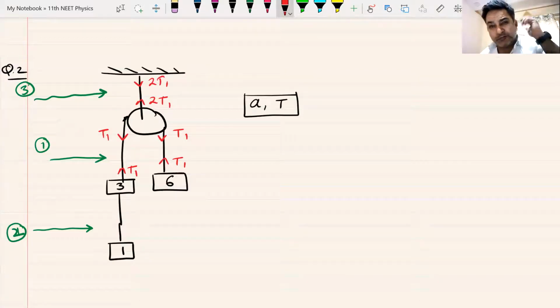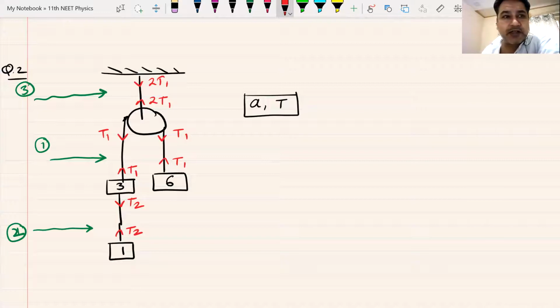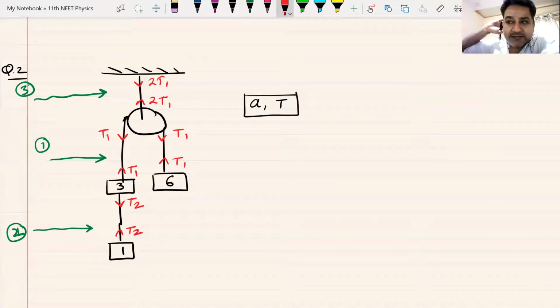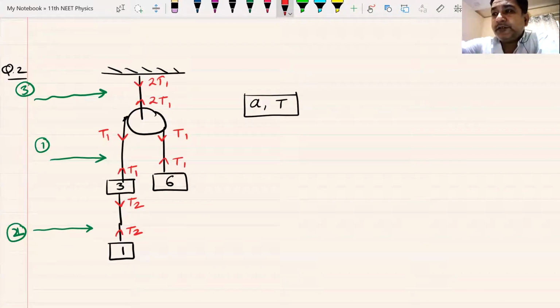Now, string number 2 and string number 1, in between there is a mass, so the tension will be different. So I will call it T2. I will call this T2. Tensions are marked. So far, so good. When you all raise your hands and tell me, sir, we have done up till here. Niharika has done up till this point. What about Abhiram? Tarun? Okay, well done.